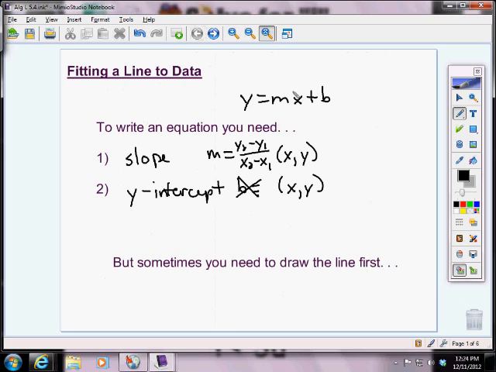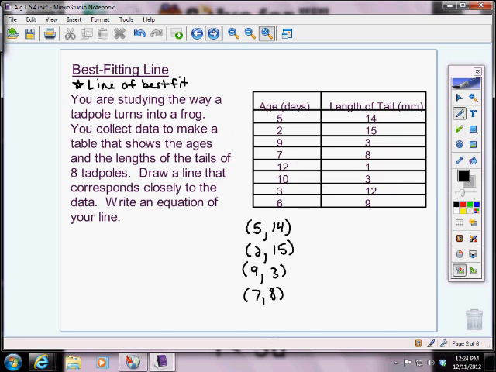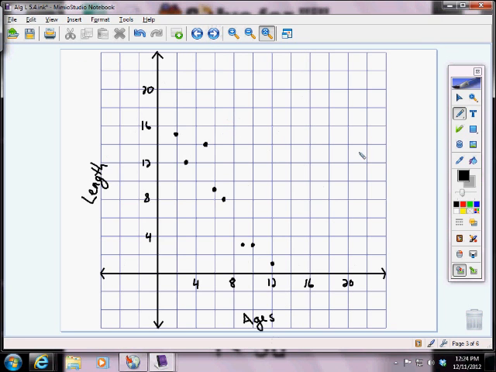To write an equation for a line, yeah, we need to find the slope and y-intercept, but first we have to have a line to write the equation about. So this is what a line of best fit means. You are going to draw a line that best represents your data points.